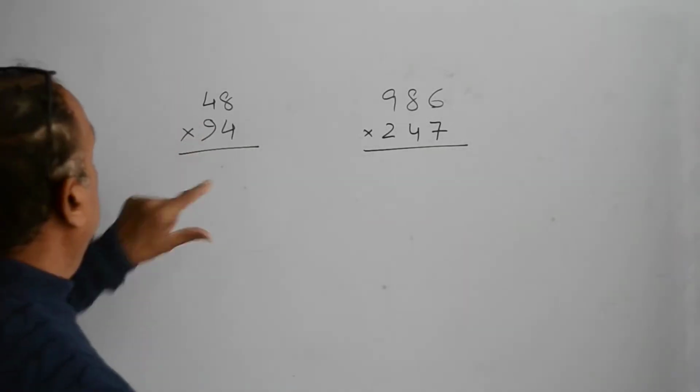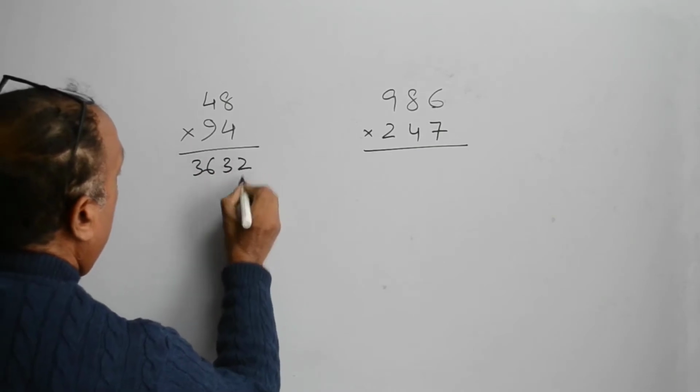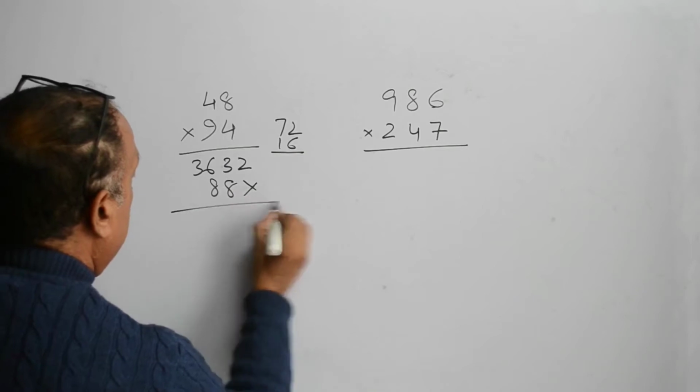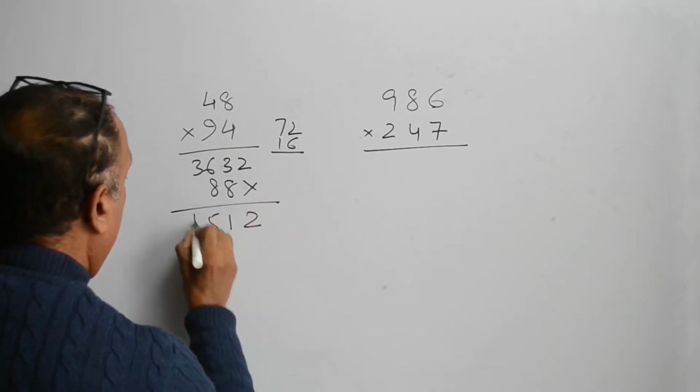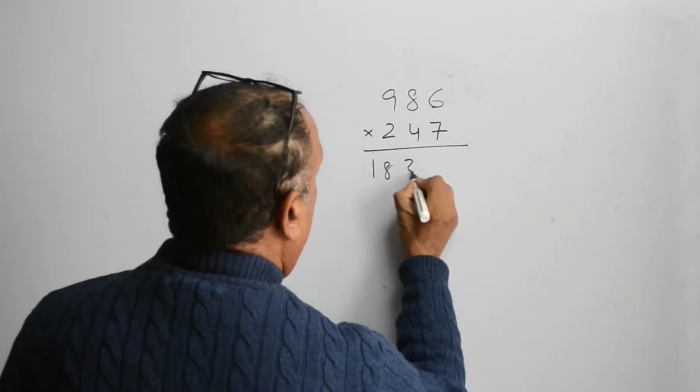The answer of this multiplication will be 36, 32 and 72 and 16. It is 88. So the answer is 2, 1, 5 and 4. The answer of this multiplication is 18, 32, 42.